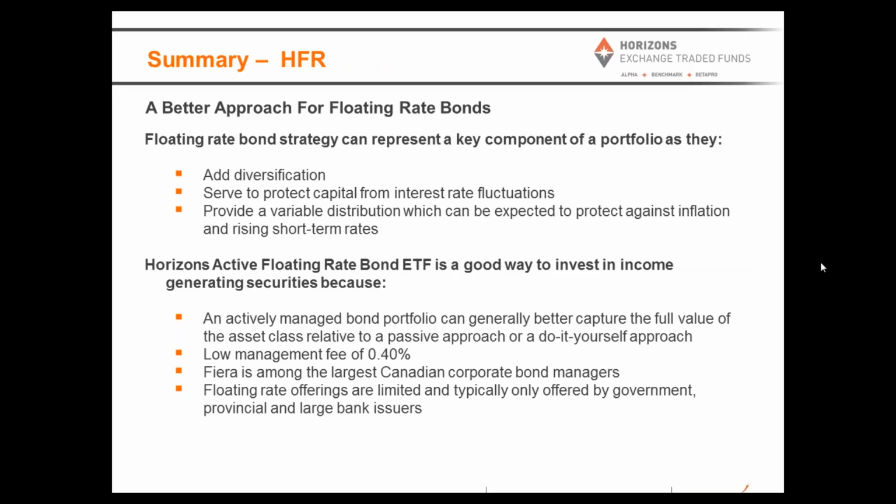So to summarize, the products HFR and HFR.U are, we think, a better approach to floating rate bonds, and they can be a key component in a portfolio as they add diversification, protect capital from interest rate fluctuations, and provide a variable distribution that can be expected to protect against inflation and rising short-term rates. Why this way? Well, you get an actively managed portfolio from the experts at Fiera Capital in Montreal.